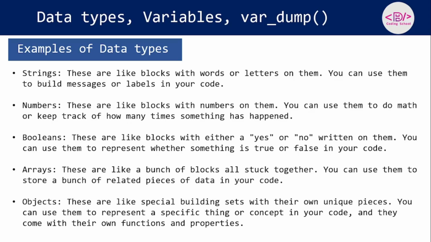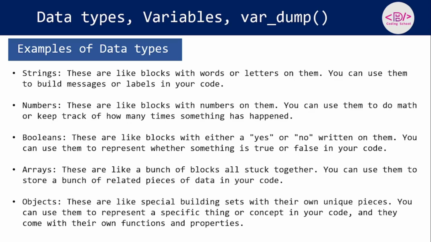Okay, strings, these are like blocks with words or letters on them. You can use them to build messages or labels in your code. So think of strings as normal statements, as normal words, the way we use in daily life. For instance, name of a person, a statement, or anything really like a message, like good morning, hello world, my name is. All those text like blocks or words are just called strings.